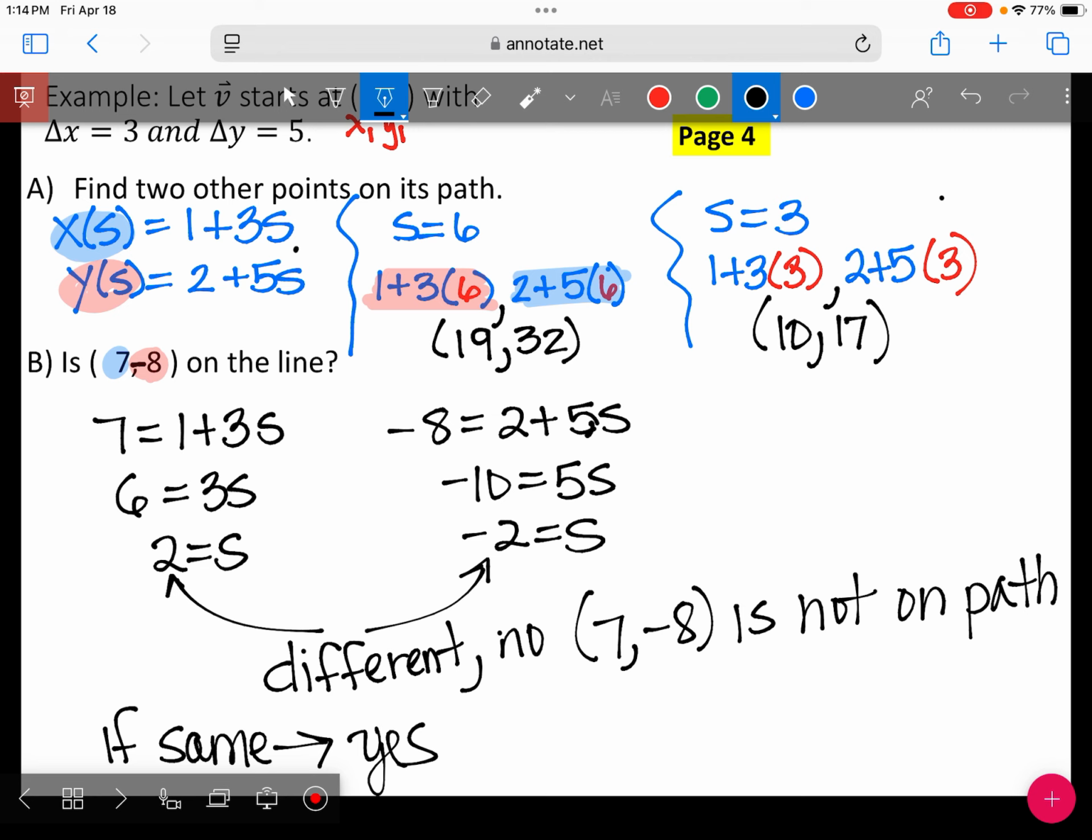All right, any questions? All right, you take out homework 17, y'all. Let's get to work. Let's try to finish it out.